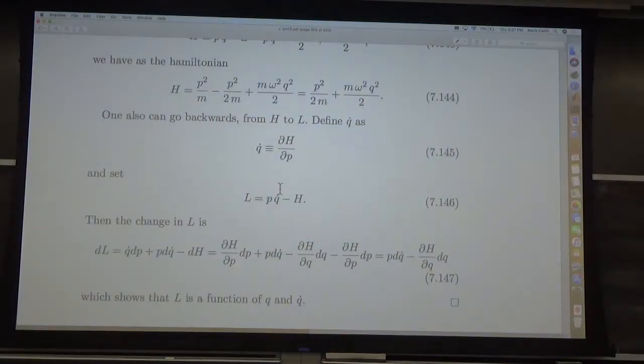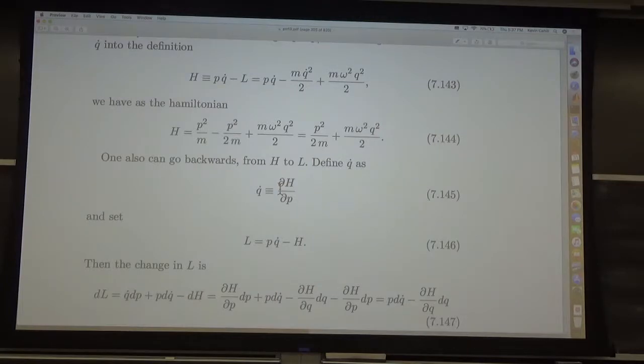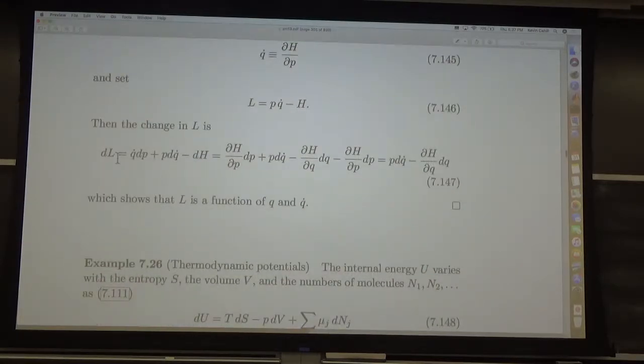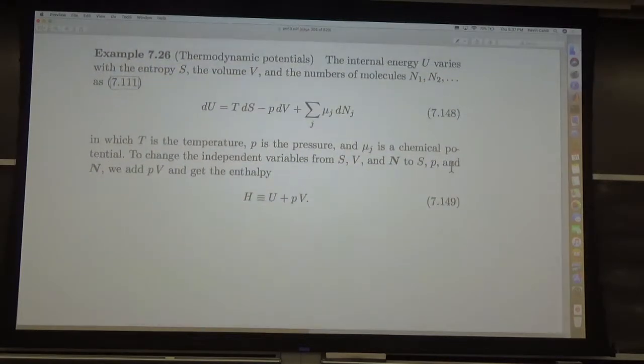All right, so you can also go backwards, and you can define q dot as partial H partial p, and set L equal to p q dot minus H, and then you find that dL is p dq dot minus partial H partial q dq. So that says that L is a function of q and q dot. So you can go in both directions.